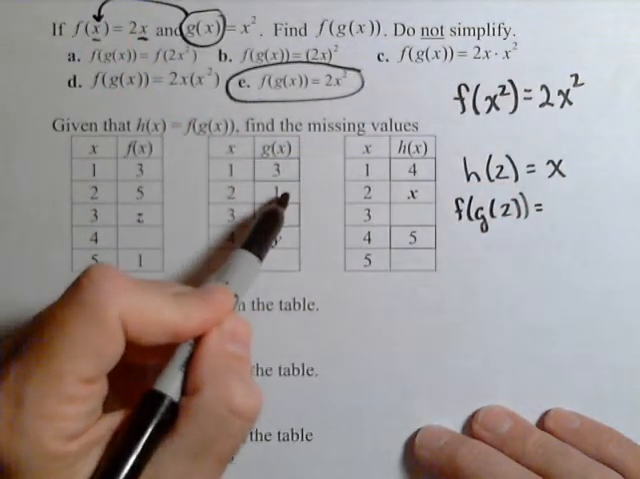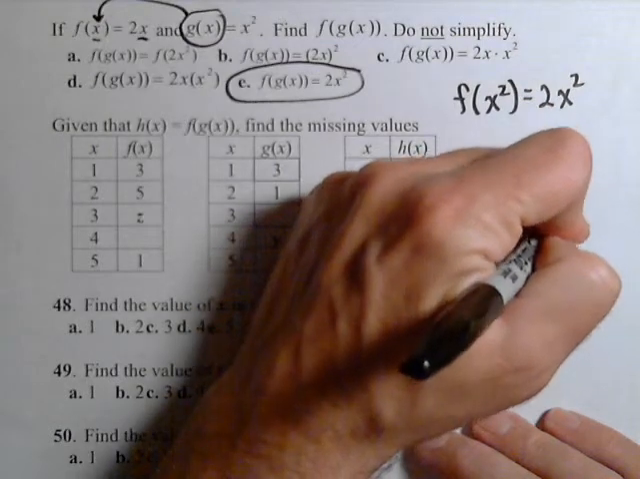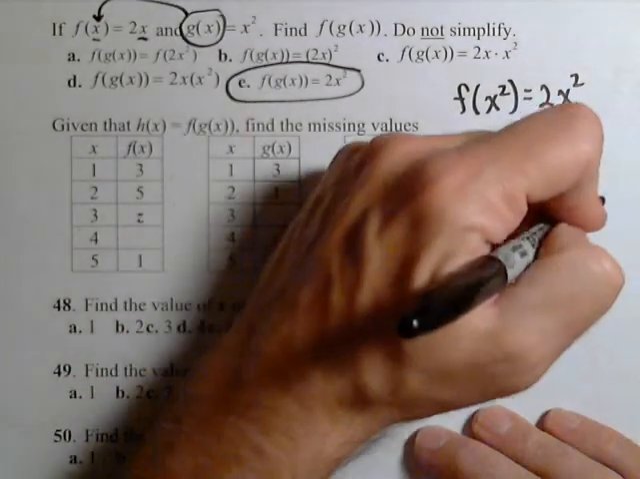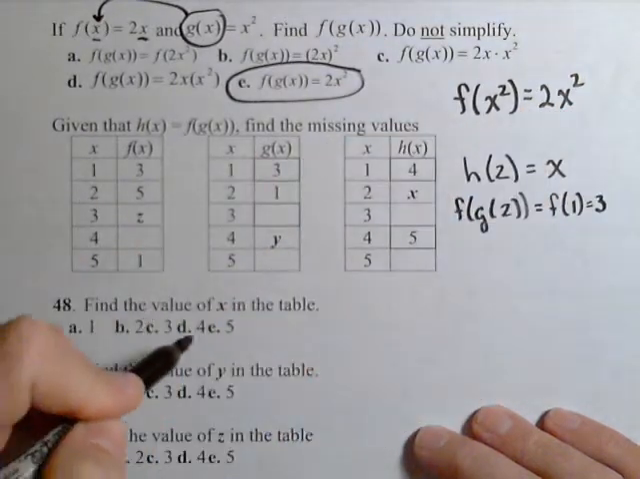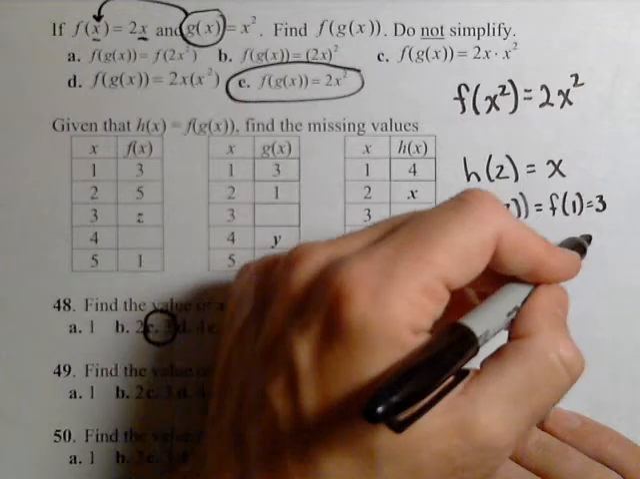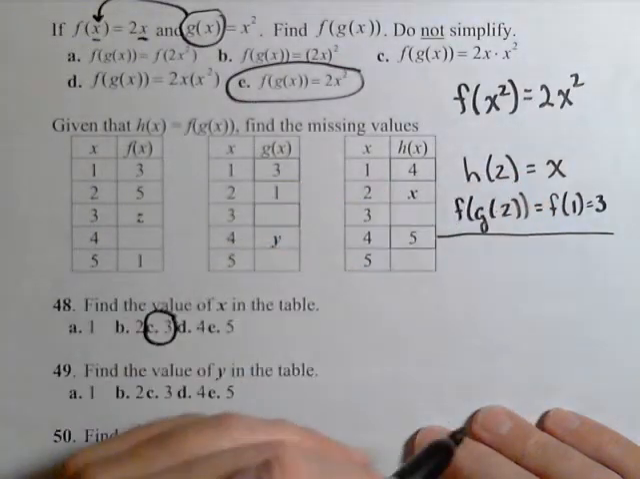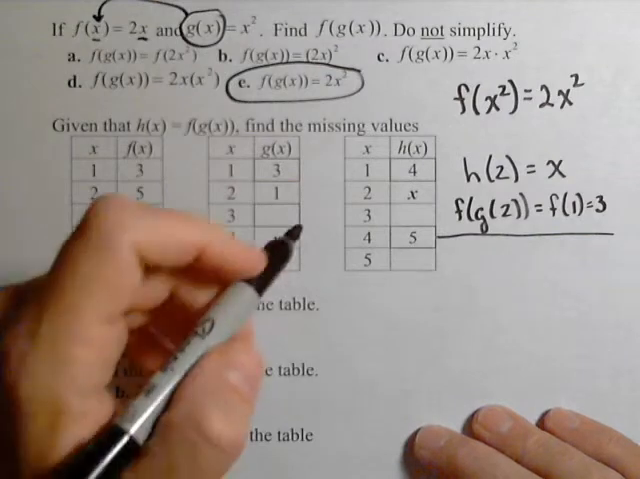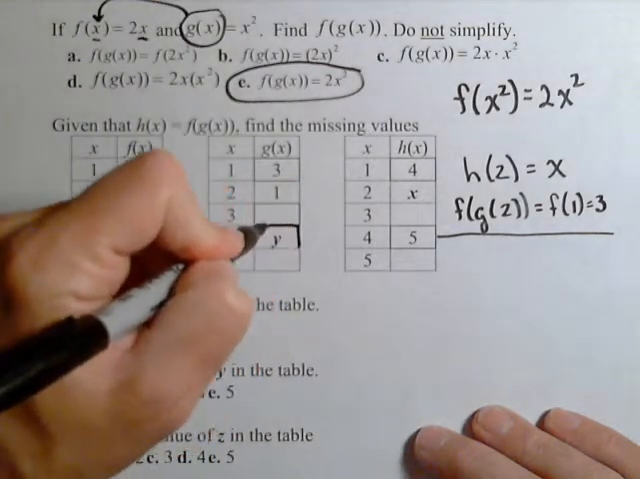G of 2 is 1. So we're looking for f of 1. F of 1 is 3. And so that one's pretty straightforward. You just got to follow your progression through the composition. The next couple get a little trickier. For instance, now we have to find y here.